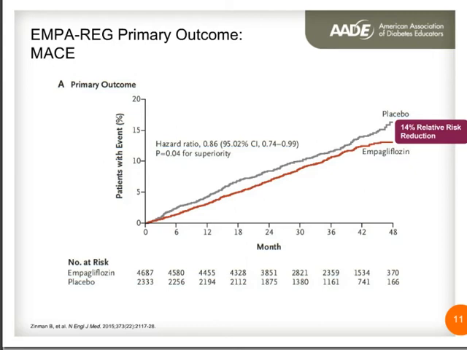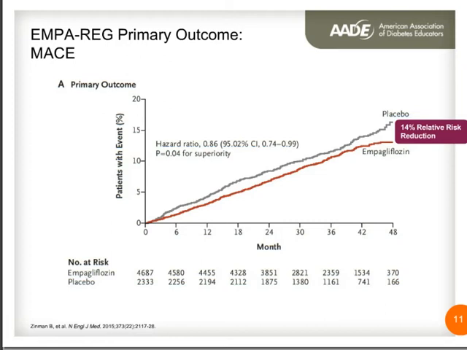The other thing I want to point out here, because these profiles will look different between the classes, is how early the lines separate. You're seeing this as early as 3 months. Less than 6 months, we start to see a signal that there may be a benefit.